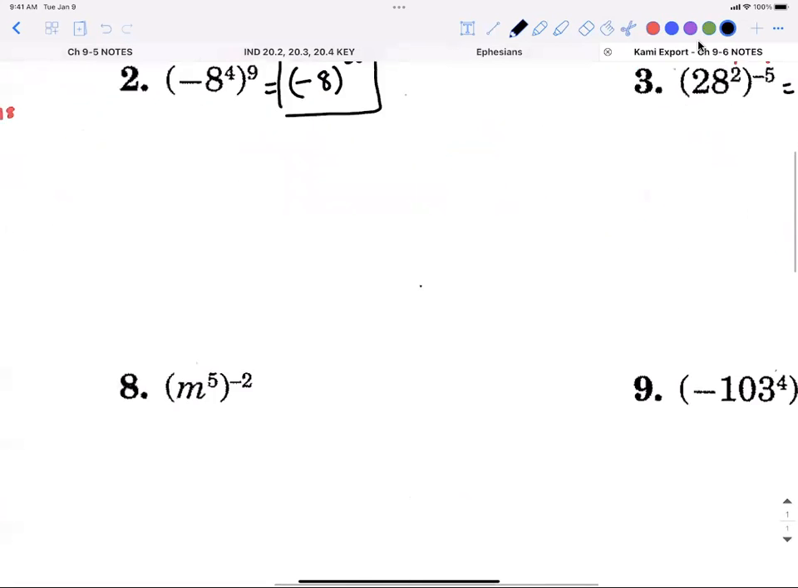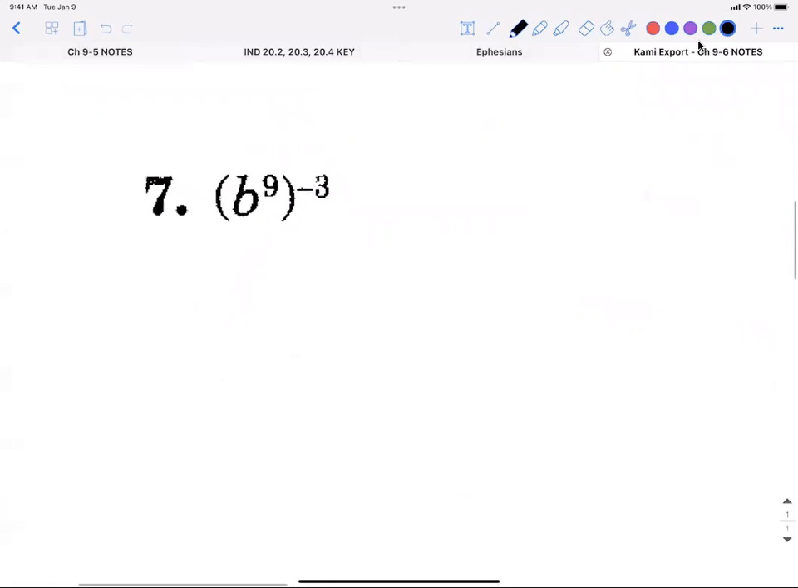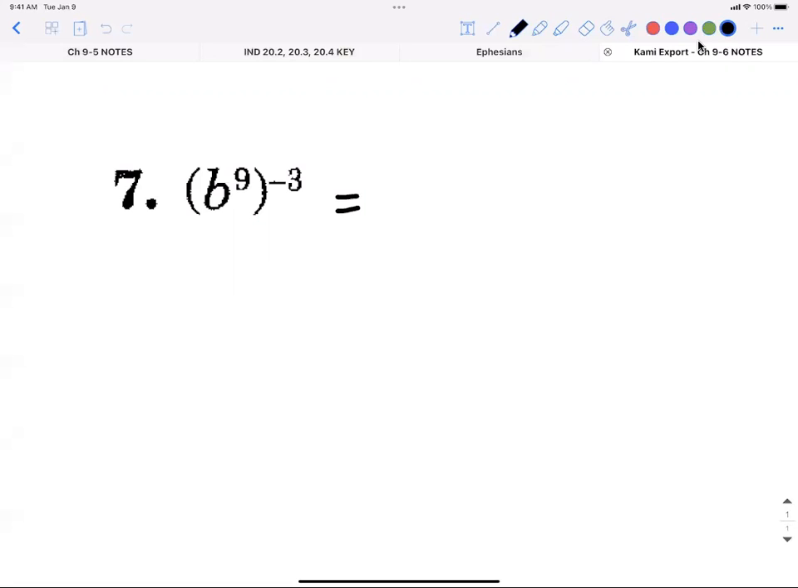Okay, so let's jump down to number 7 here. I just wanted to show you this row because I wanted to show you that you still do it the same way, whether your base is a number or your base is a variable. Your base is a b, it's going to stay a b. Your exponent, a power to a power, is 9 times -3, which is -27.